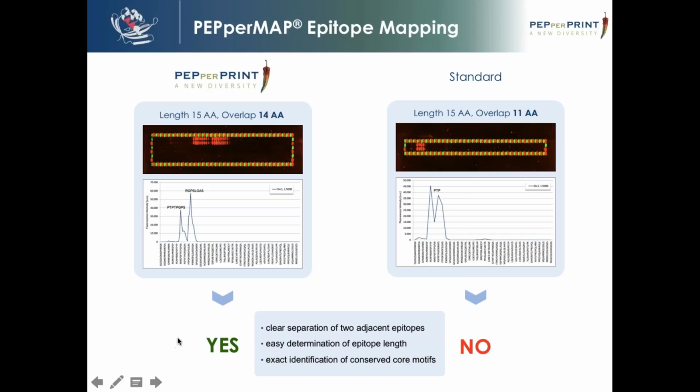And what you can see with the PEPperPRINT, you have clear separation of 2 adjacent epitopes, and you can easily determine the epitope length. Whereas the standard that has lower resolution and less overlap, you cannot clearly distinguish the 2 epitopes and are only able to identify PTP as a consensus motif.